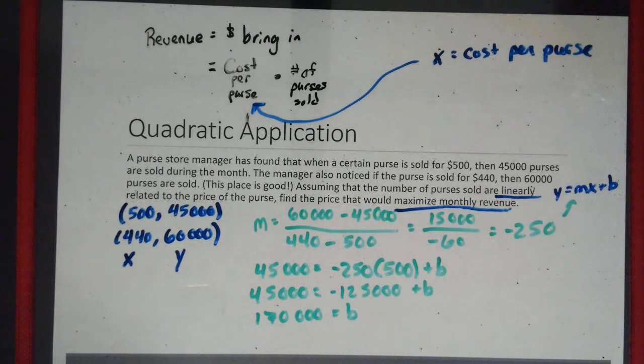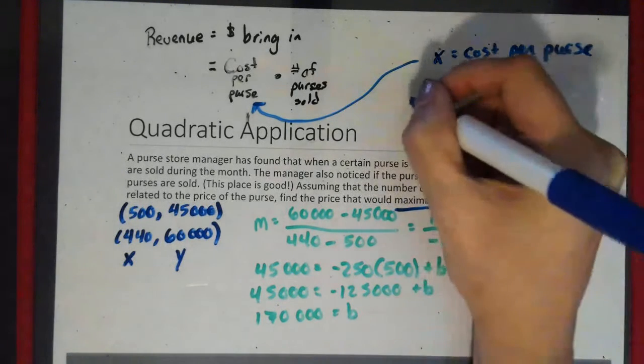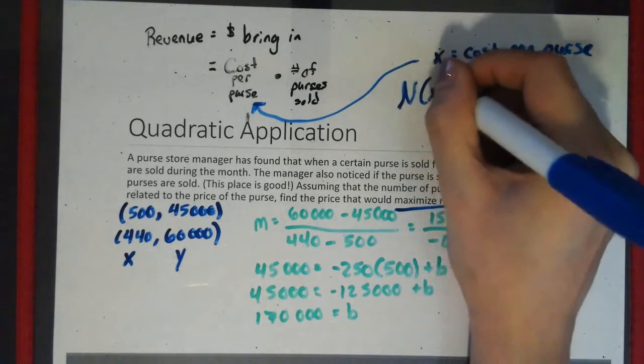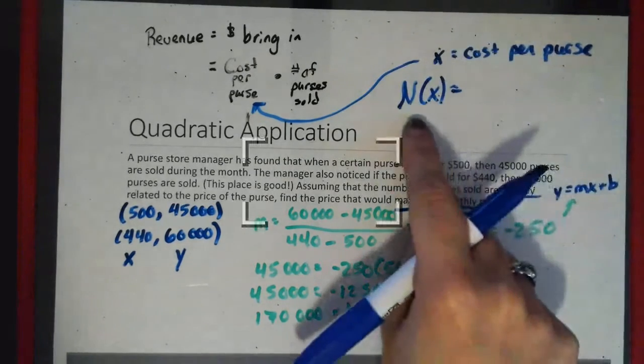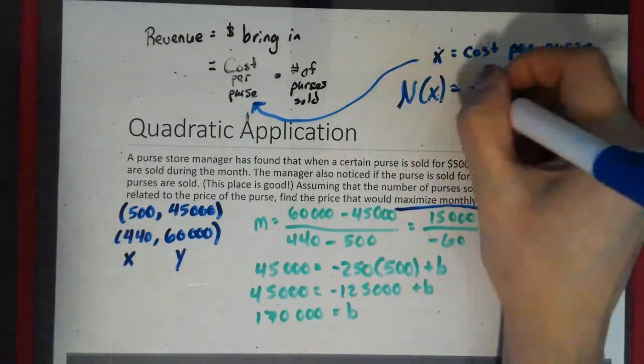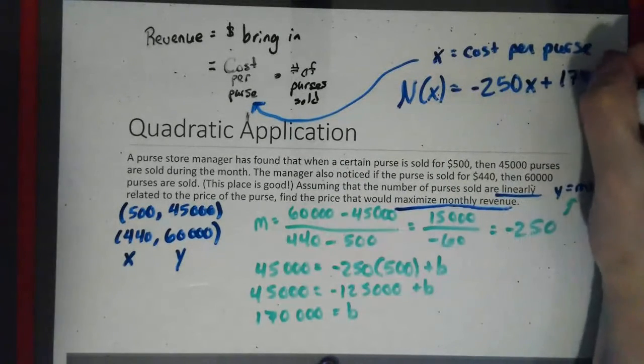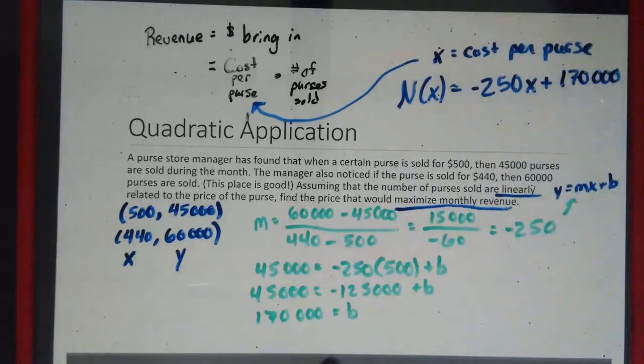So remember, the job that we just did was we were finding an equation for the price of the purse. If you give me the price of the purse, I can tell you the number of purses sold. So let's say N for number of purses sold. Instead of Y, I'm just using N of X to represent the number of purses sold, is equal to our M, which was negative 250, times X, plus our B value, which was 170,000. So we now have a formula for the number of purses sold.